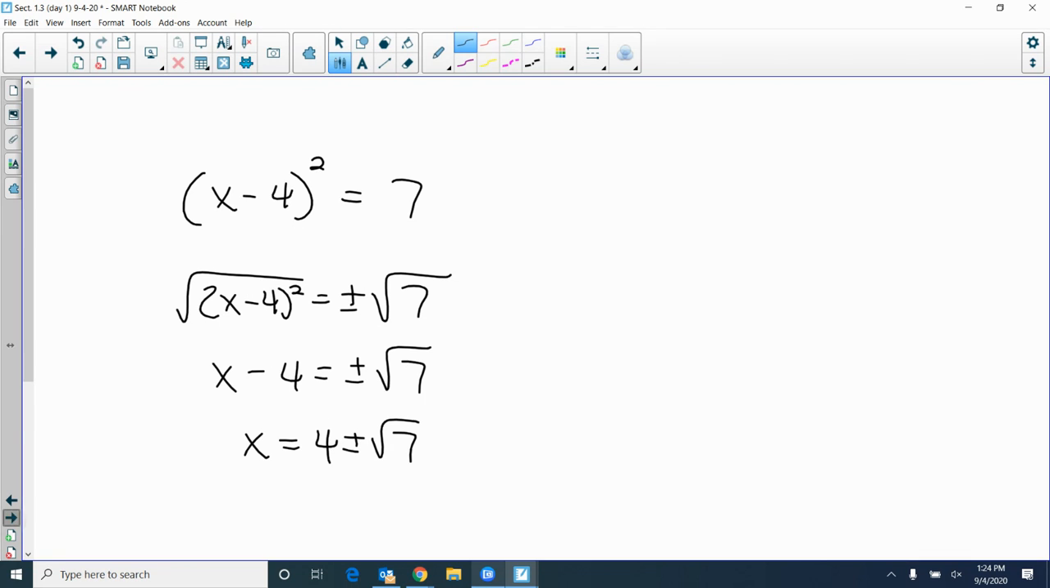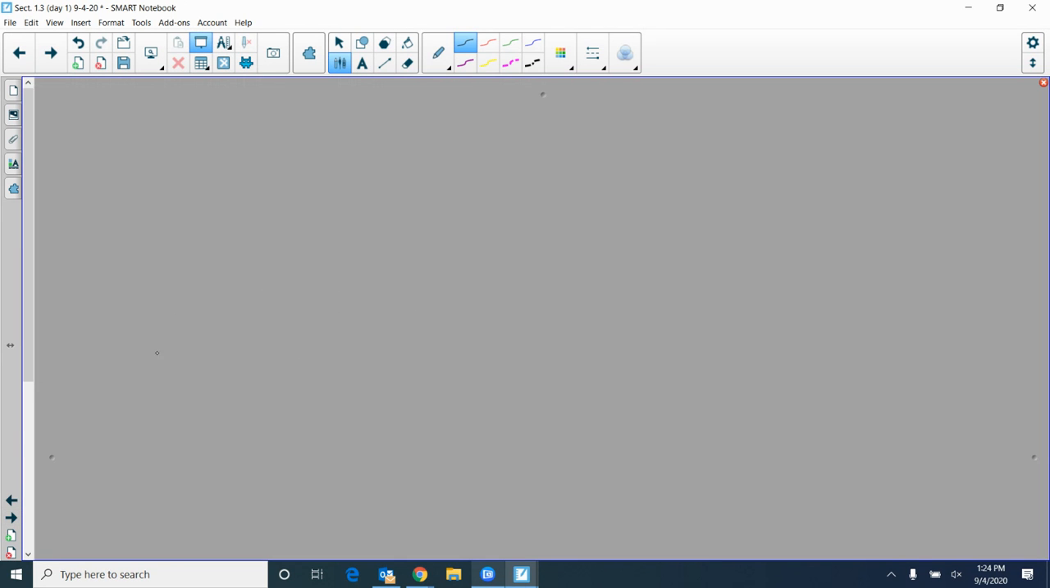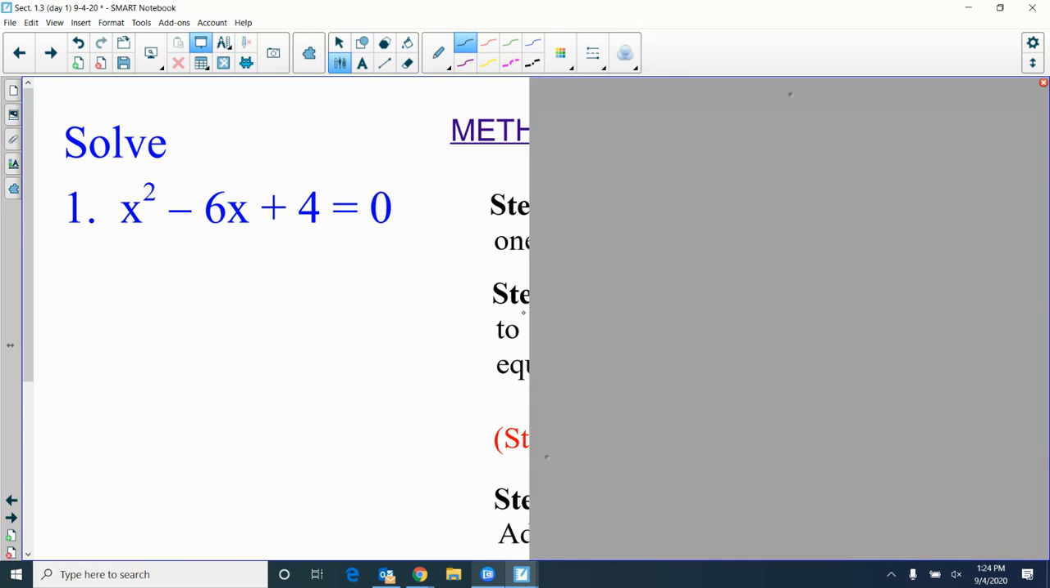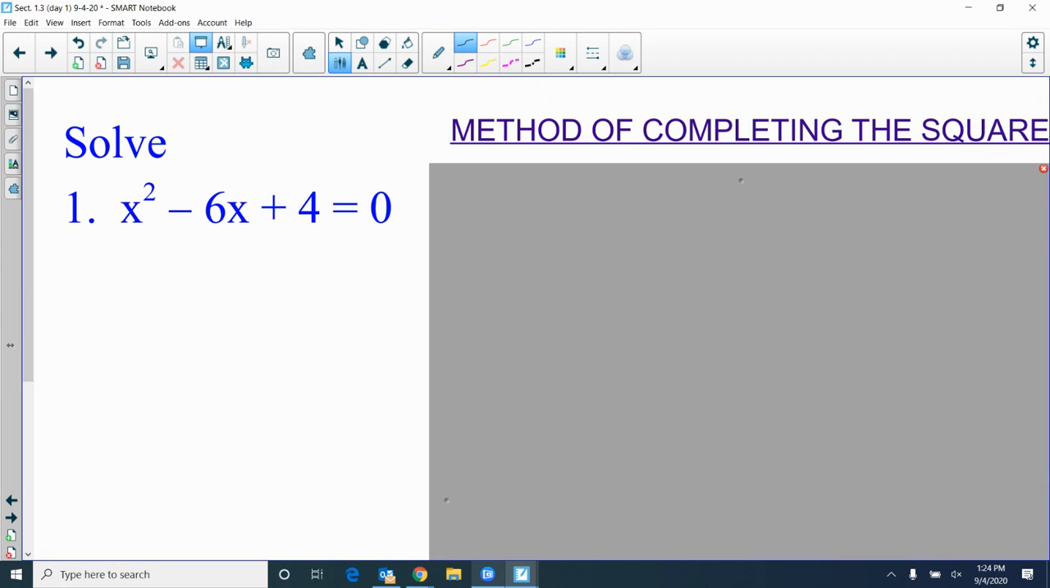Now that's going to lead us to this case here. Solve by completing the square. Well, if you take a look at this one, try to factor it. Go ahead and write it down. I'm going to do the work on the left, and on the right, I'm going to list the steps.